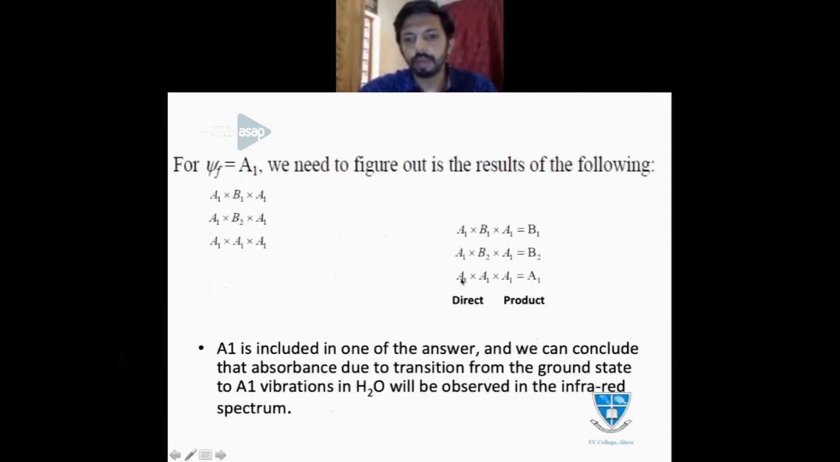So this is a1, a1, a1. Then next we have to take the direct product. In the previous semester you have studied the direct product. That is very simple. There is a trick for this C2V point group.